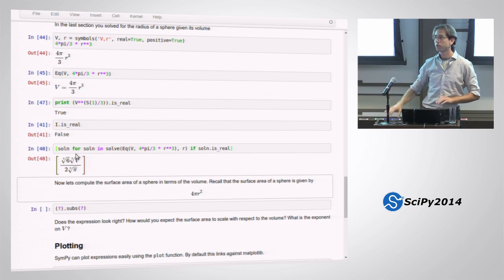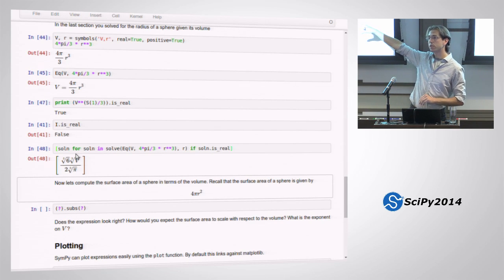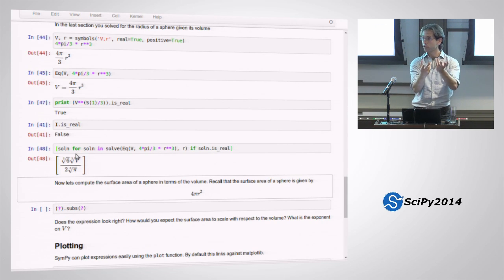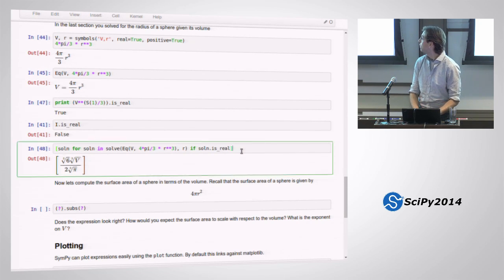Let's move past that. So is real is part of our assumption system. That lets you specify certain things about your expressions. You can ask other questions about your expressions. I'm not going to go into that because that's more complex than I wanted to go into right here. But for the short term, we can also just grab out the first solution, which is what I suggest for the short term.